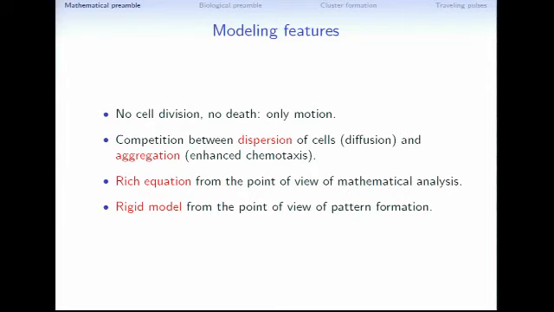So this model is really devoted to describing motion of cells, motion of particles. There is no division, no death, as you have in general for tumor growth. Here it's only self-organization by motion of cells. There is a competition between dispersion and aggregation of cells. Dispersion is due to the diffusion part, and aggregation is due to this enhanced chemotaxis phenomenon.